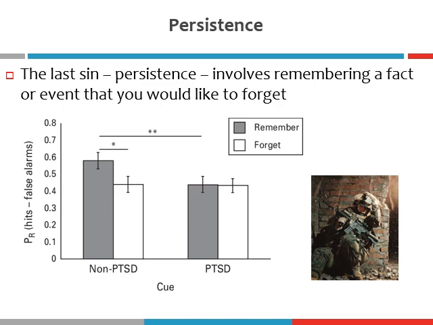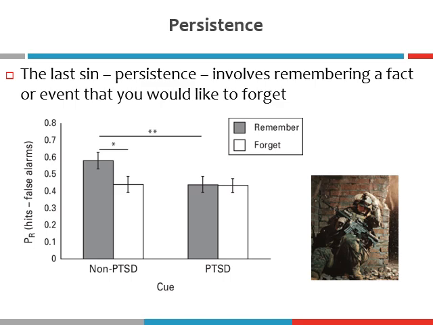So in people without PTSD, they showed a standard directed forgetting effect, right? As you can see with the gray bar compared to the white bar, they were able to successfully recall more of the trauma words they were told to remember than the trauma words they were told to forget, right? So that's a standard directed forgetting effect.